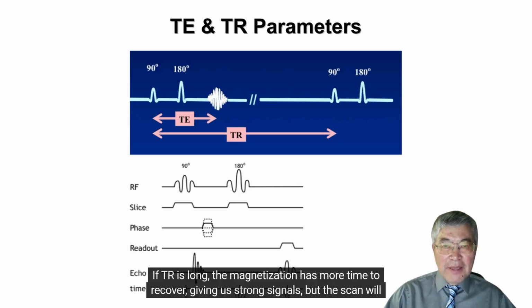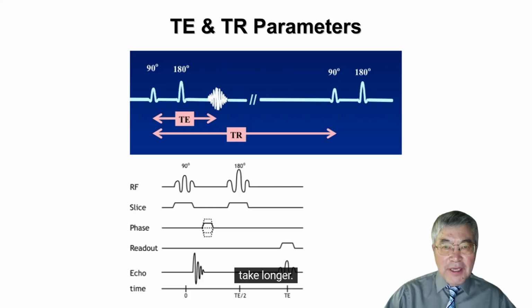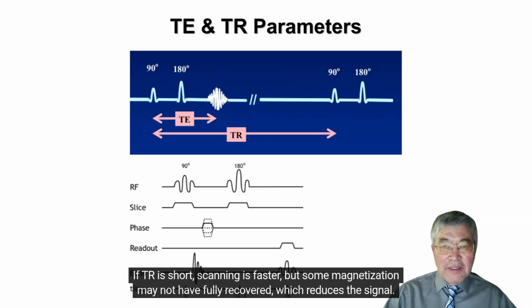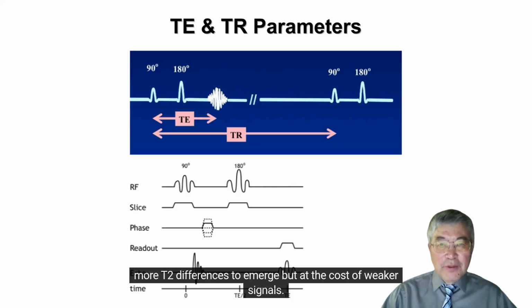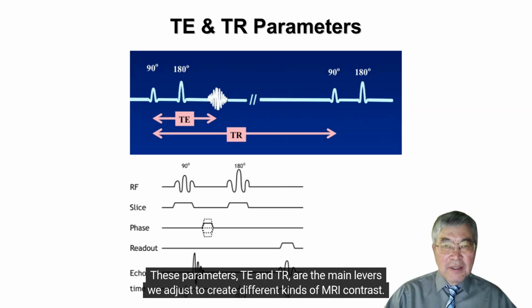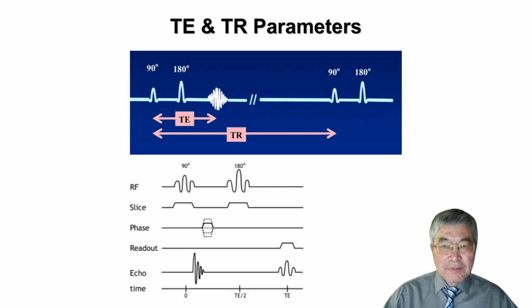If TR is long, the magnetization has more time to recover, giving us strong signals, but the scan will take longer. If TR is short, scanning is faster, but some magnetization may not have fully recovered, which reduces the signal. TE works similarly. Shorter echo times reduce T2 contrast but keep signal strong, while longer echo times allow more T2 differences to emerge but at the cost of weaker signals. These parameters, TE and TR, are the main levers we adjust to create different kinds of MRI contrast.